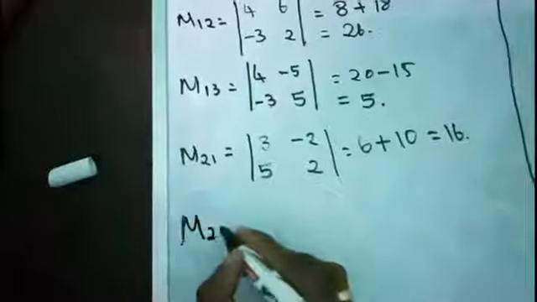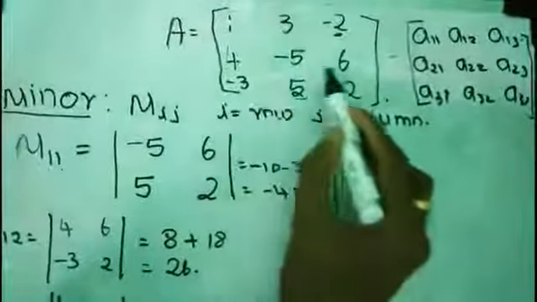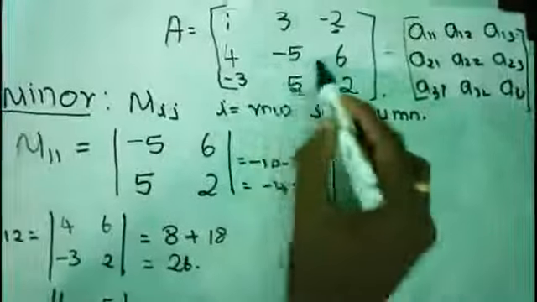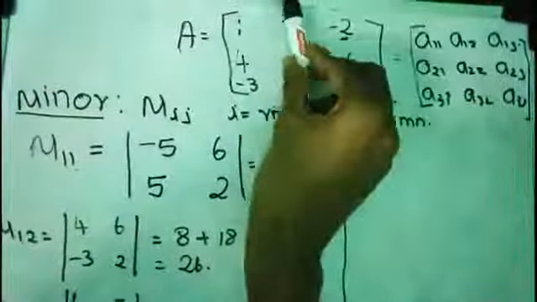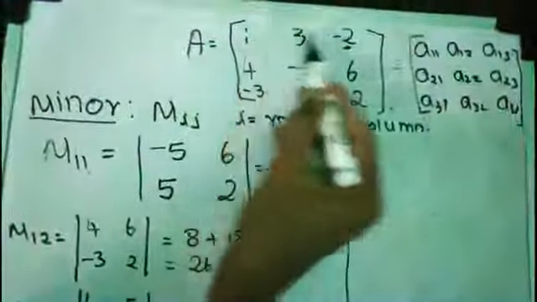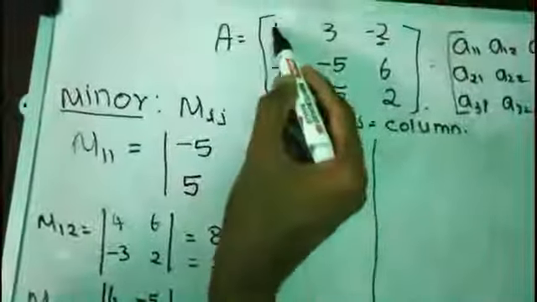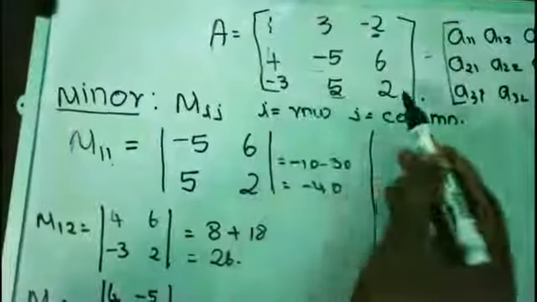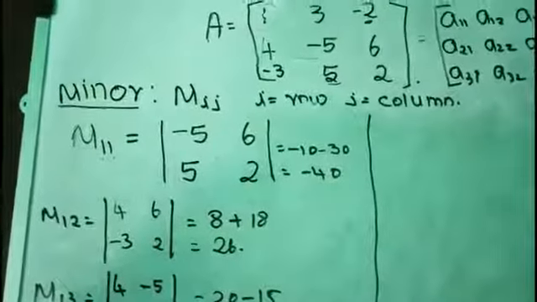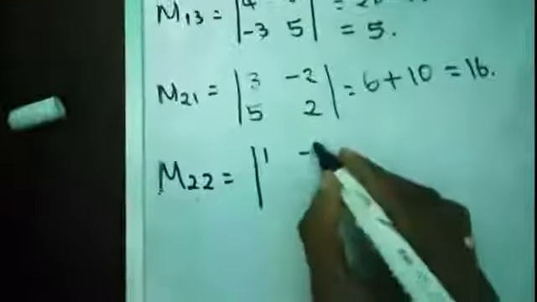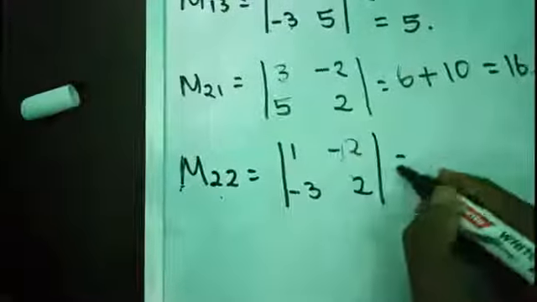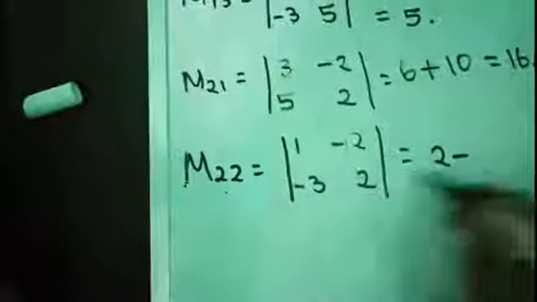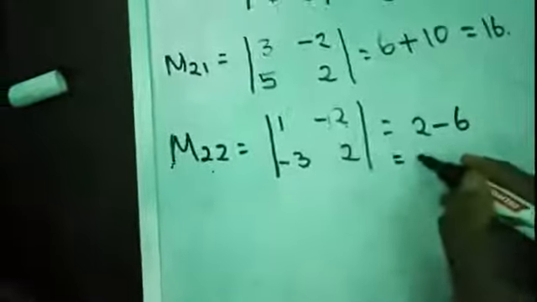Okay, next M22, second row, second column. The intersection is minus 5. Hiding the second row and second column, we get 1 minus 2, minus 3 2. So 1 2s are 2, minus 2 3s are 6, which is equal to minus 4.